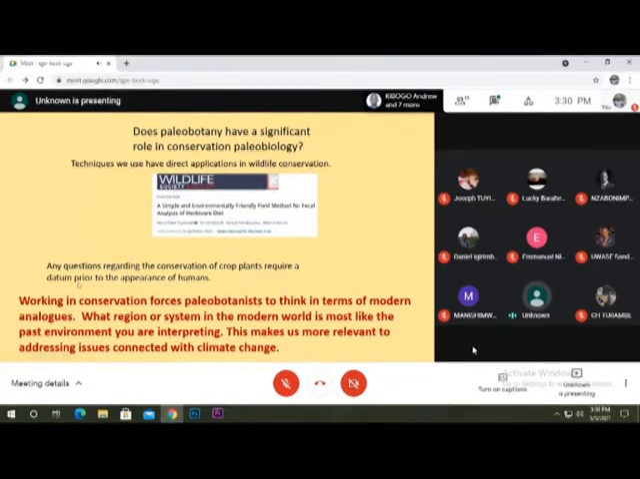Obviously, as mentioned before, we have questions regarding the conservation of crop plants that require a datum point. We have to understand that. So we always think about these modern analogs. So when I look at the Virungas, to me, I look and I see many things that are going on that in my mind were going on in Washington State 50 million years ago.